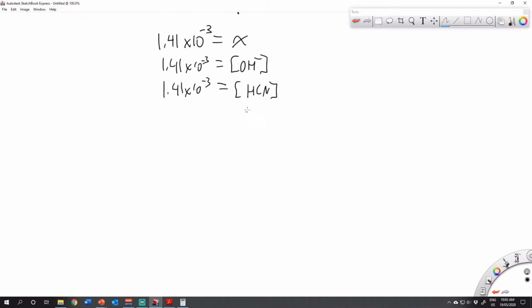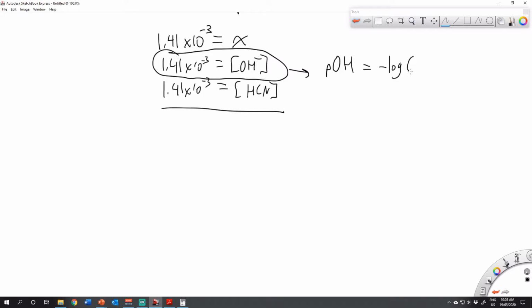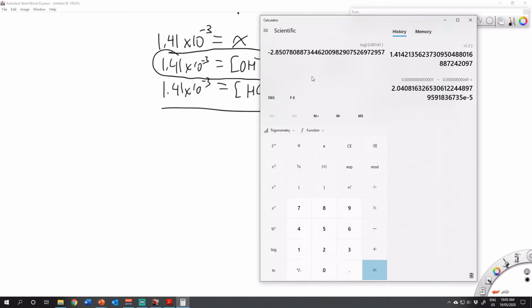Now we could do another equilibrium calculation using the concentration of the acid, but we don't actually need to do that. What we can do instead is use this information to calculate pOH, because if you remember, pH and pOH are related. So if I do this, pOH is the negative log of that. So we get a pH of 2.9.